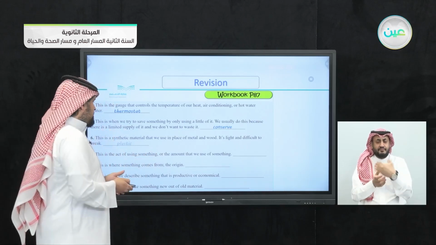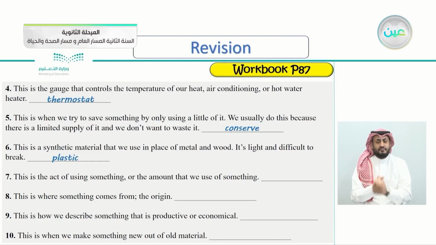Let's check the answer here together. We call it plastic. Number 7, this is the act of using something or the amount that we use of something. Again, this is the act of using something or the amount of using something. What do we call this?